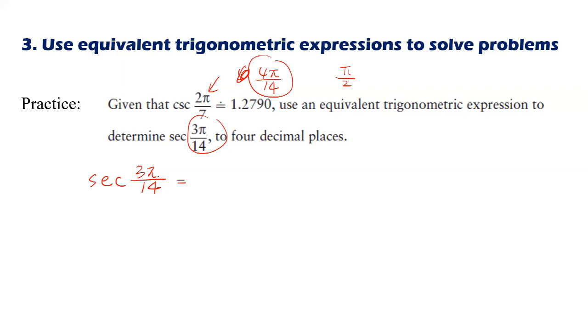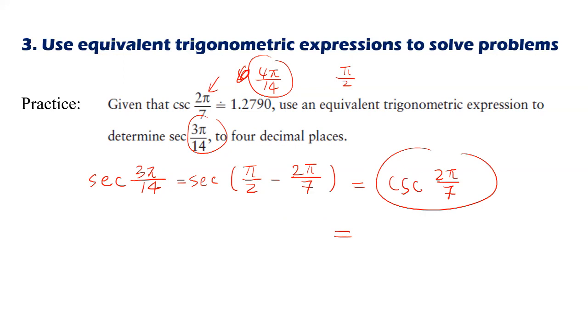So secant 3/14 of pi equals secant 1/2 of pi minus 2 pi over 7 here, right? Okay, then according to the cofunction property, secant 1/2 of pi minus something equals cosecant the angle here, right? And we have already known that cosecant 2 pi over 7 is about 1.2790. So we can just put the number here. All right. Okay. Any questions?